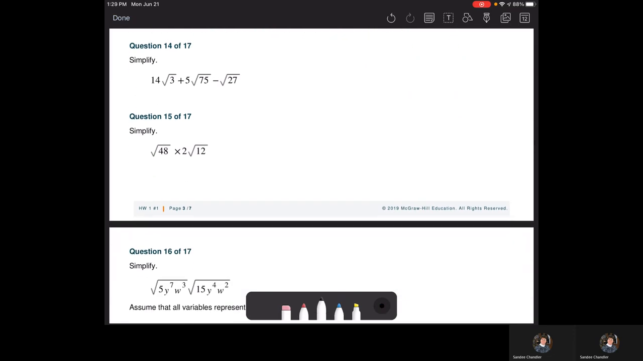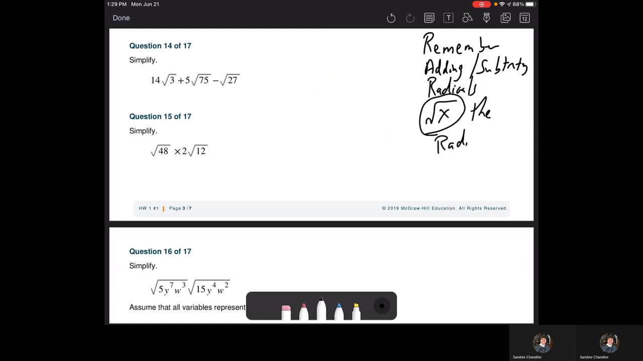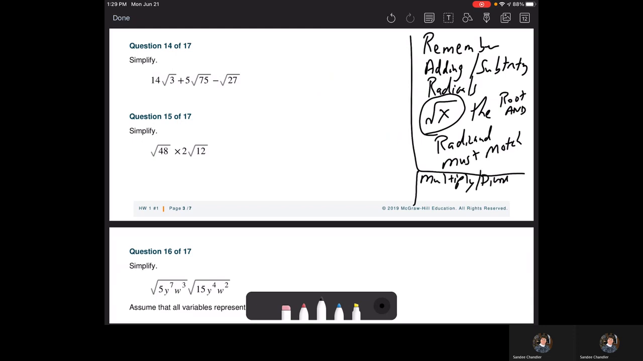All right, number 14. The trick to adding and subtracting radicals: the radicand must match. Oh, and the root must match. The root and radicand must match. When you multiply them or divide, the root has to match.